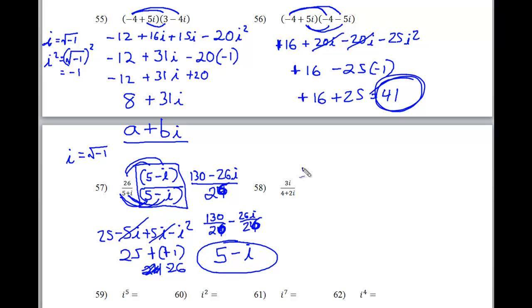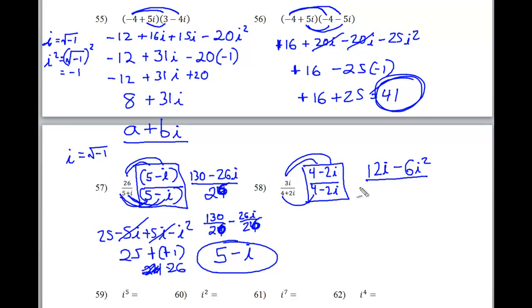All right, now here we're going to do the same thing. We're going to multiply this by a fancy 1, or this binomial 4 minus 2i. And so this numerator gets distributed here. So this is 12i minus 6i squared, all over. Do some FOIL here. This is going to be 16. This is going to be negative 8i. Do the inside, positive 8i. And then we do the last one here, negative 4i squared.